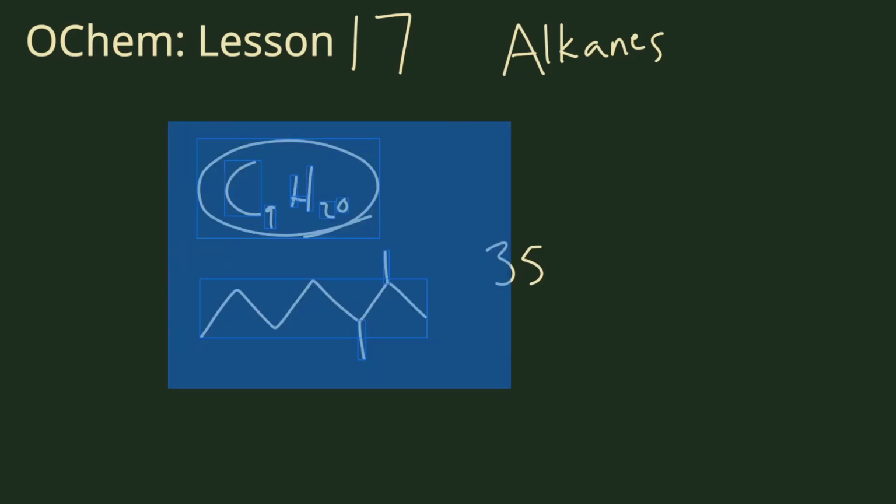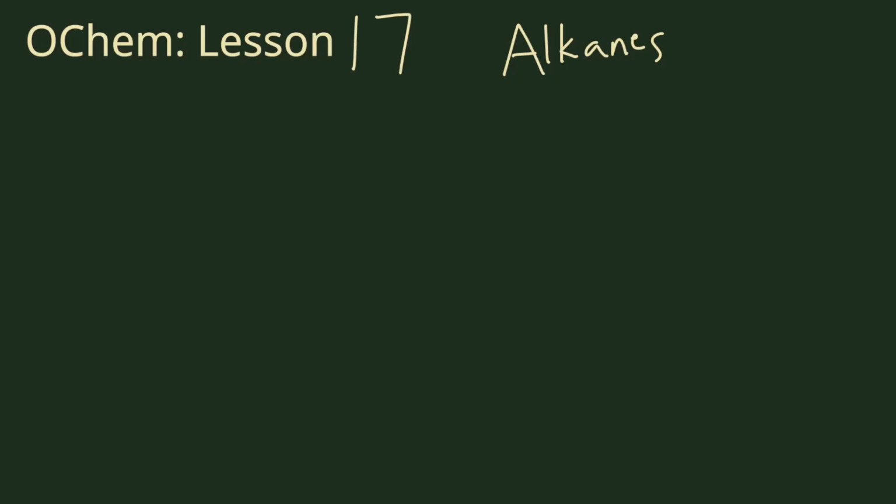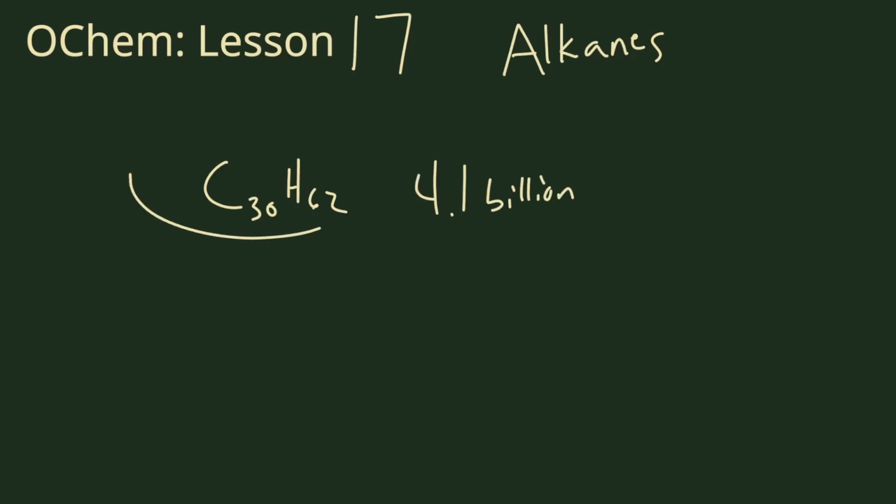And if I want to get crazy with it, just to give you an example here, if I want to write a formula for C30H62, maybe I just have 30 carbons in a row like this. I can't even take the time to draw it out. I can tell you, though, that there are 4.1 billion combinations of C30H62, and they're all valid. They're not just going to necessarily be straight-chain alkanes. In fact, only one would be. The odds of drawing it are worse than winning the lottery 3 times in a row.